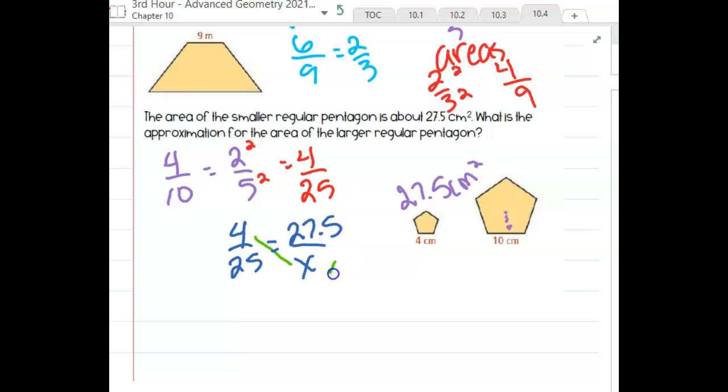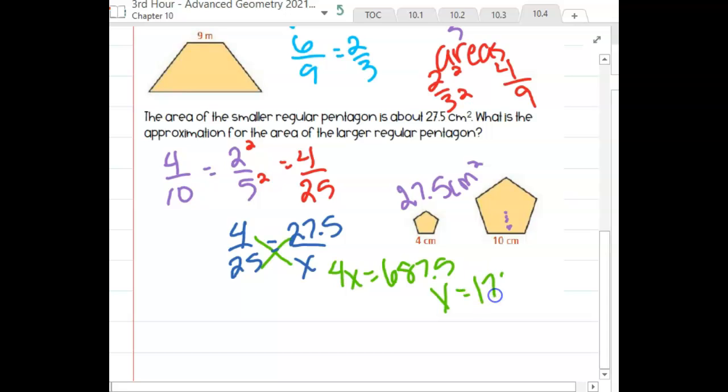So I would take x times 4, which is 4x. I would take 25 times 27.5, which gives me 687.5. Those are equal. Cross products are always equal. And then if I divide by 4, you get about 172 centimeters squared.